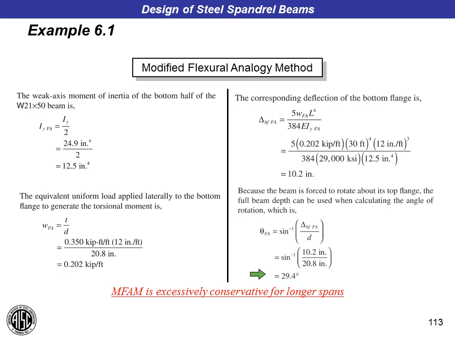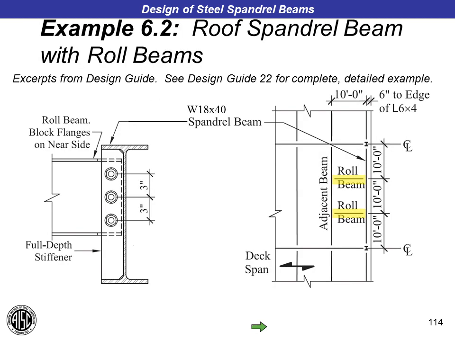So as we said before, the modified flexural analogy method is excessively conservative for longer spans, on the order of 30 feet or so, but is it more appropriate for short spans? So going back to our example from before, now we've got some roll beams that are perpendicular to the spandrel. You see them here highlighted in yellow.